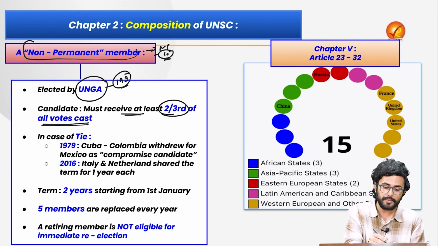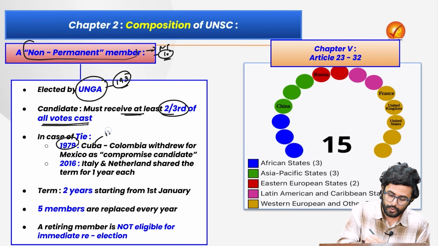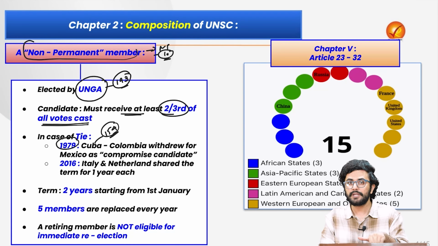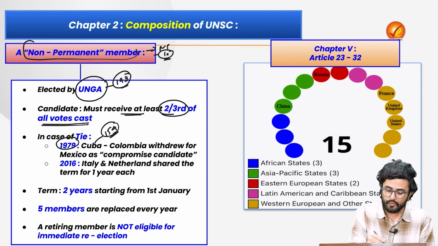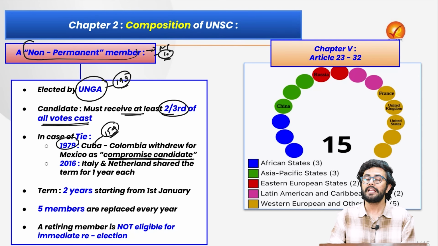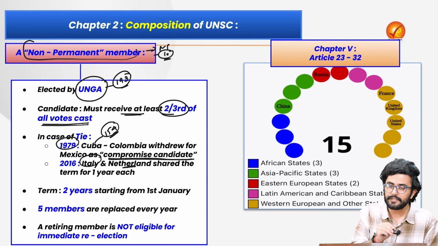For example, it happened in 1979 when both Cuba and Colombia got an equal number of 154 votes. Then both of them had to withdraw, and Mexico was made a non-permanent member as a compromise candidate. In 2016, the same event was repeated with Italy and the Netherlands this time. They shared the term for 1 year each.